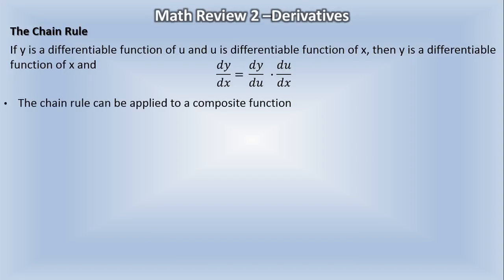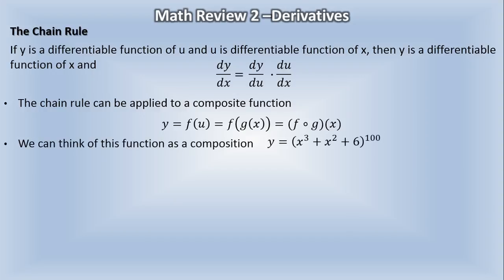So it's applied to what are called composite functions. So you've got y equals f of u, where u itself is a function g of x. So you have f of g of x. So that's the way to write a composite function. So we can think of this function as a composition or a composite function. You've got an outer function, which is u to the 100th power, and then you've got the inner function, which is this polynomial here, so x cubed plus x squared plus 6.